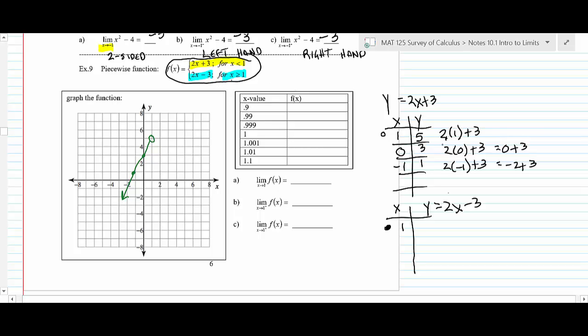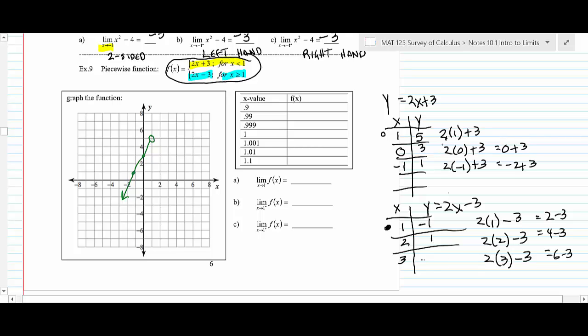Then I'm going to pick numbers bigger than 1, like 2 and 3, and all you need is about 2 or 3 points because it's a line anyway. Okay, then we do the same thing. We do 2 times 1 minus 3 this time, and then 2 times 2 minus 3, and 2 times 3 minus 3. So we're just doing arithmetic, okay? This is going to give 2 minus 3, or -1. This is 4 minus 3, or 1. This is 6 minus 3, and that's going to be 3.